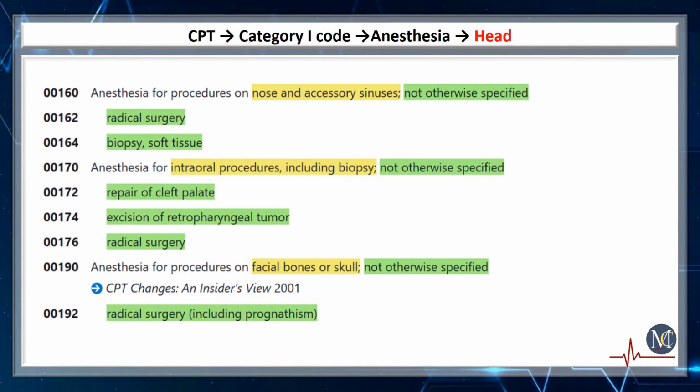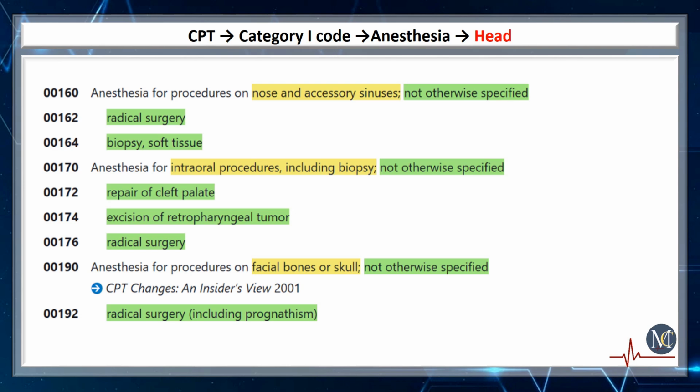Our next code is 00160, anesthesia for procedure on nose and accessory sinuses not otherwise specified. Code 00160 is a parent code of code 00162 and 00164. And all these codes are for anesthesia service given for procedures done on the nose.